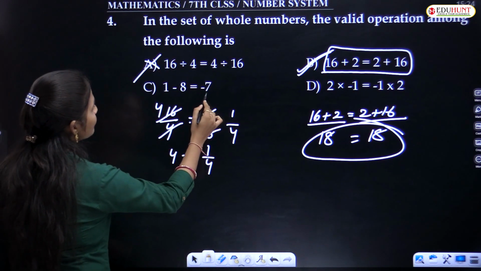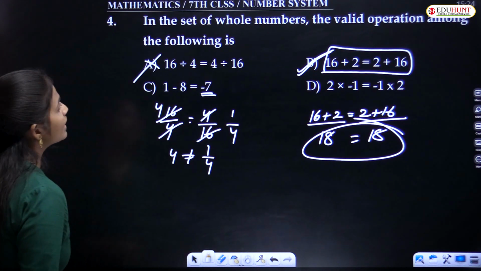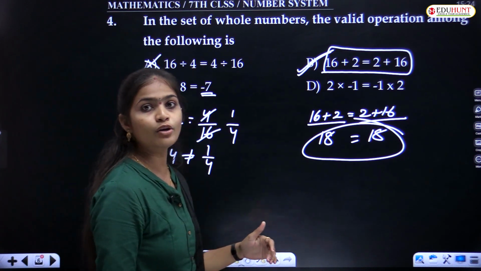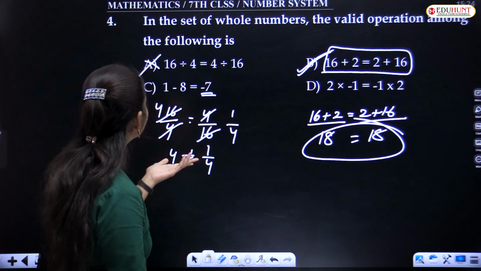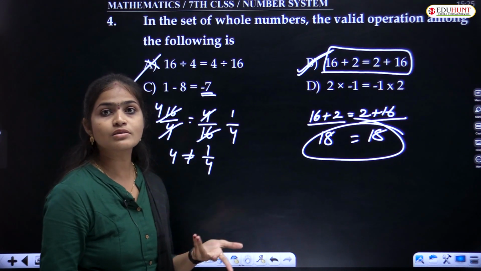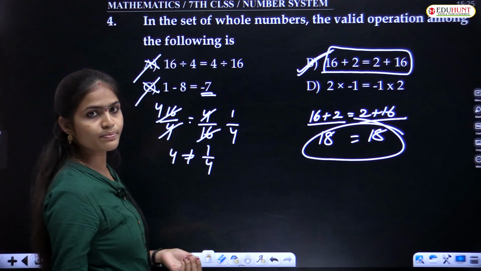1 minus 8 is equal to minus 7. Yes, under closure property. But here what are they asking? In the set of whole numbers they are asking. In whole numbers we can't have negative values. Negative values are not there in whole numbers. So that's why this is not satisfying.